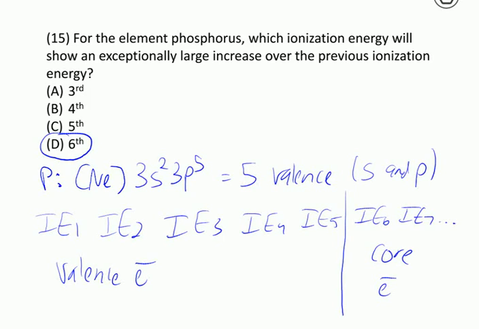Okay, questions on this one, or this concept? Also know what all these different energy terms mean. Ionization energy is removing an electron. Electron affinity is gaining an electron. So also be familiar with the definitions.